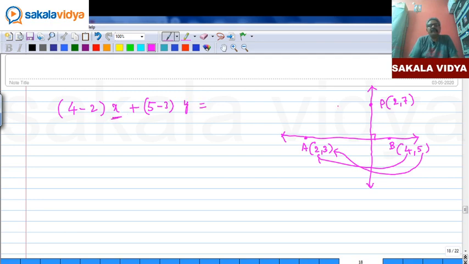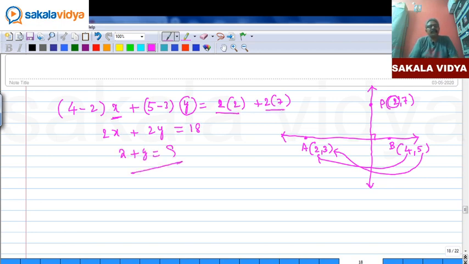Here, in the place of x substitute 2, and in the place of y substitute 7. That means you get 2 into 2 plus 2 into 7. Now this will be 2x plus 2y equals 4 plus 14, that is 18, divide by 2. So x plus y is equal to 9, that is the answer.